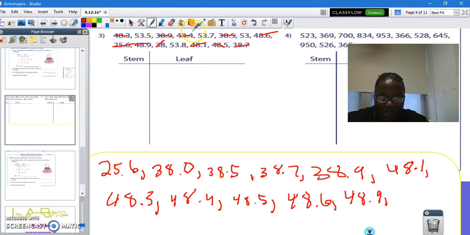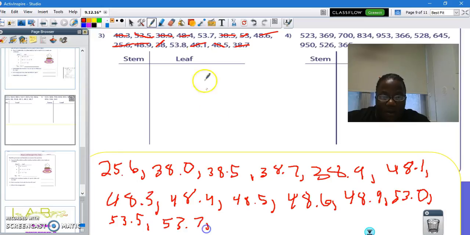Now it goes into 50s. Start with 53. So 53 point, oh, it's just 53. So I'm going to add a 0. 53.0, right? And then 53.5. Okay, then 53.7. And our last one, 53.8. Woo-hoo. My hand's all cramped up from doing that.